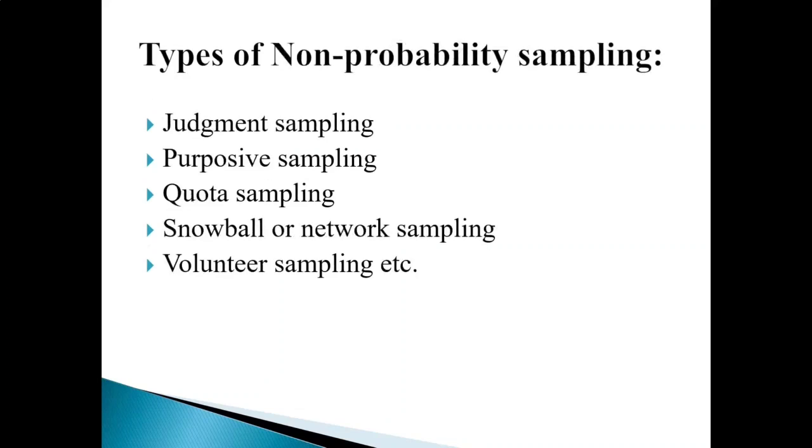These are some of the types of non-probability sampling methods. Already we have discussed judgment sampling, purposive sampling, quota sampling, then snowball or network sampling, volunteer sampling, etc. Okay.